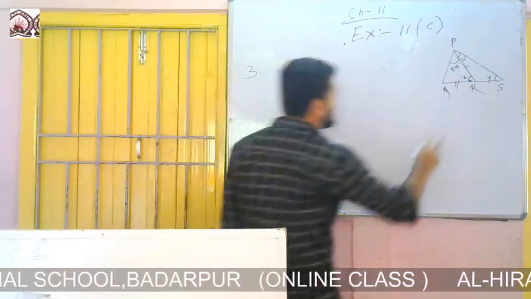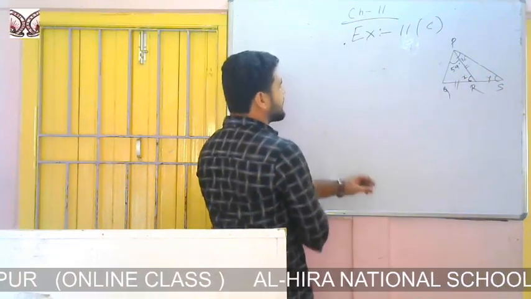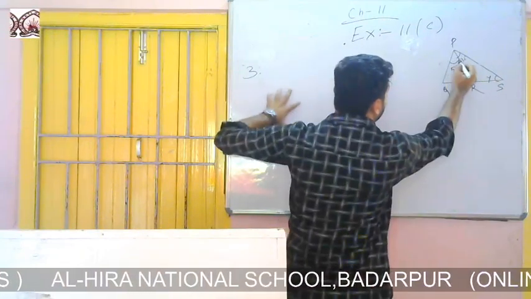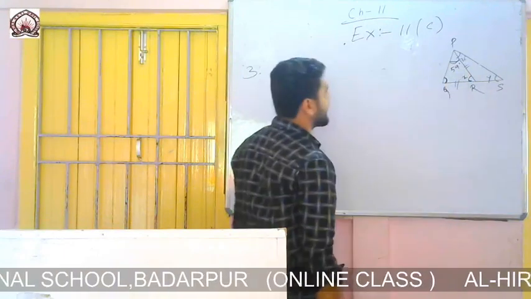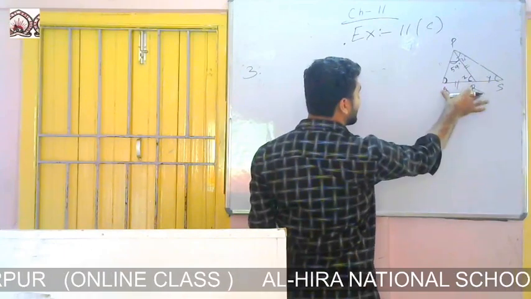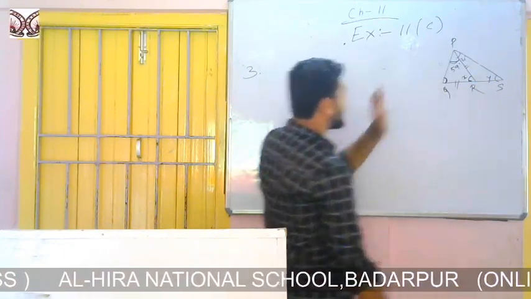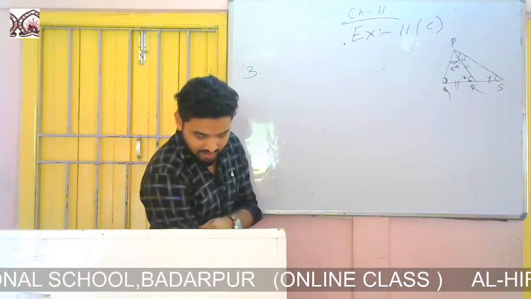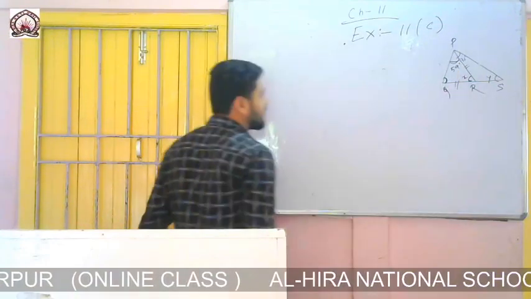You see in the figure, these two sides are equal. That means if these two sides are equal, then these are the two opposite angles. For PR this will be the opposite angle, and for QR this will be the opposite angle. So I can say that angle P equals angle Q by isosceles property of a triangle.